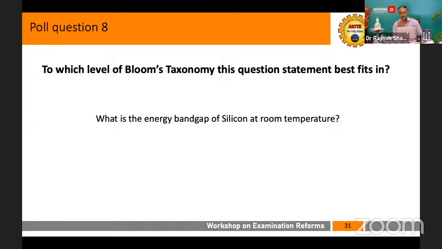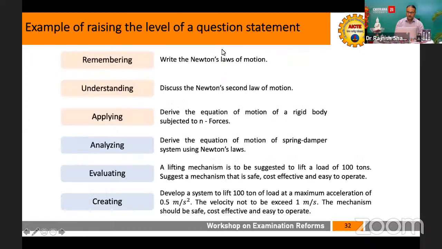As rightly guessed, and as I have been telling in the earlier part of the session also, this question can very easily be put in the remember level of Bloom's taxonomy. Right? Could we close the poll, please?